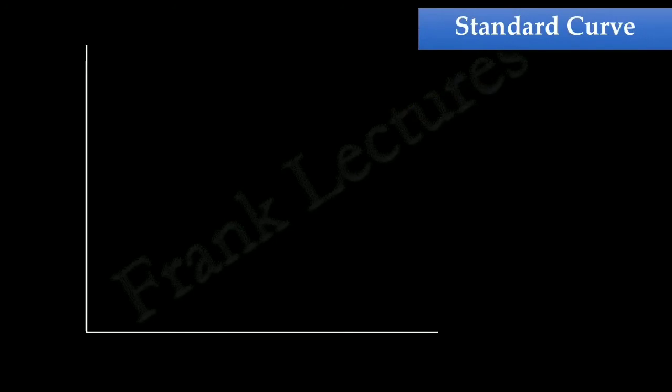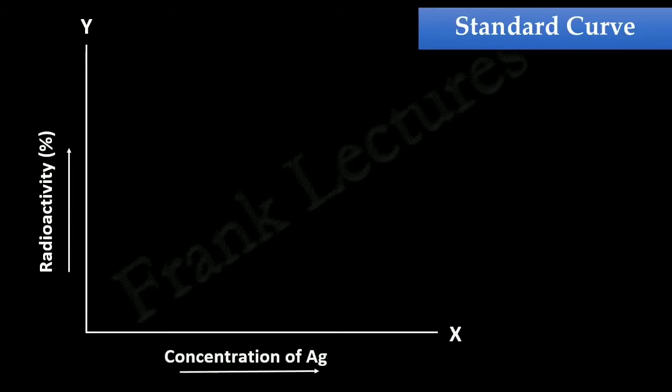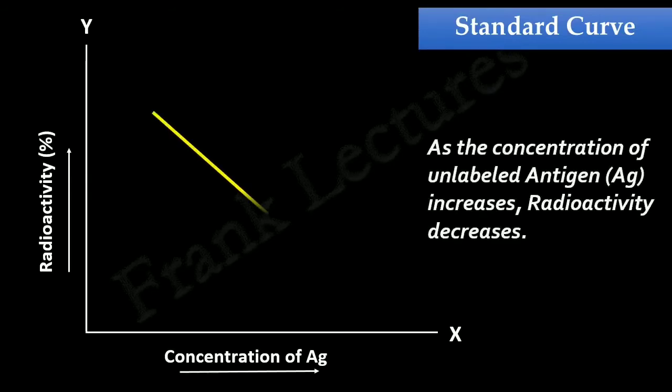In this graph, y-axis represents the radioactivity measured for each well, and x-axis represents the concentration of the unlabeled antigen. As the concentration of unlabeled antigen increases, the value of radioactivity decreases. So, this is our standard curve. Note that we are showing only the linear portion of the curve.